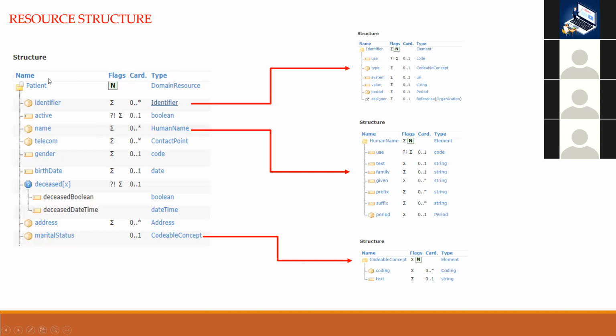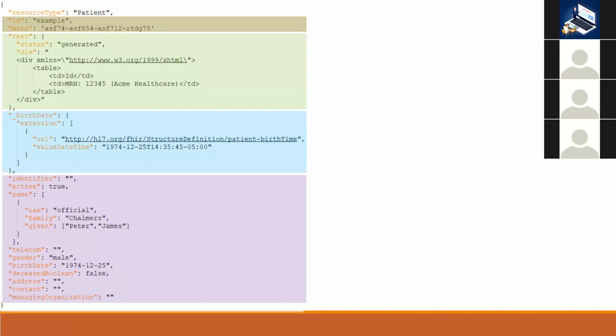So for now, all that we need to understand is within the resource we have elements. Each element is associated with a data type, and this data type will tell you what should be the final structure of that particular element. We have something called complex data types and primitive data types. We'll talk about that down the line in upcoming sessions.